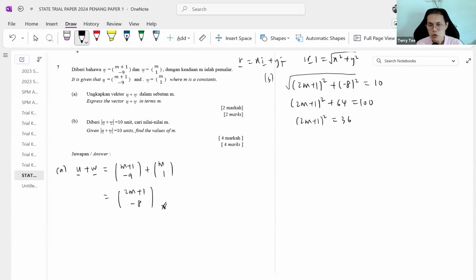Square root of 36. Remember, whenever you square root, there are 2 possible answers. The value here can be -6. It can be +6, because -6 squared is 36, and positive 6 squared is also 36. So for the first one, bring the 1 to the right, you get -7. Your m is -7/2. That's the first answer. Second answer, bring the 1 to the right. 6 minus 1 is 5. 5 divided by 2. Okay, there you go. Two answers for m.